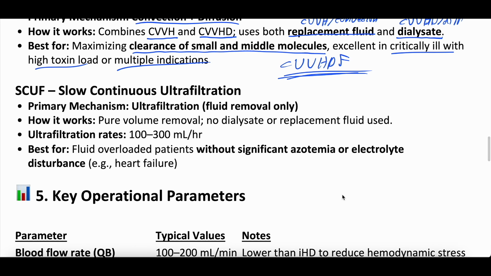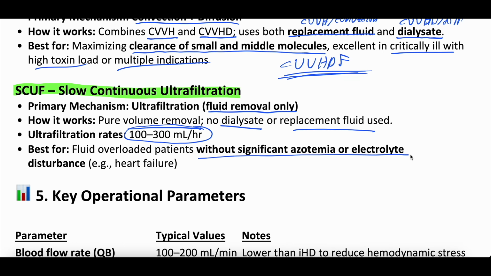And then SCUF, as we mentioned, is this kind of enigma. It's slow, continuous ultrafiltration. It just uses ultrafiltration to remove fluid only. It's pure volume removal. There's no dialysate. There's no replacement fluid, but you can take off a lot of fluid. You can take off 100 to 300 cc's per hour, sometimes even more. And this is really only good for fluid overload patients without significant need for dialysis otherwise. They don't have significant electrolyte derangements or acid-base disturbances or uremia or what have you.